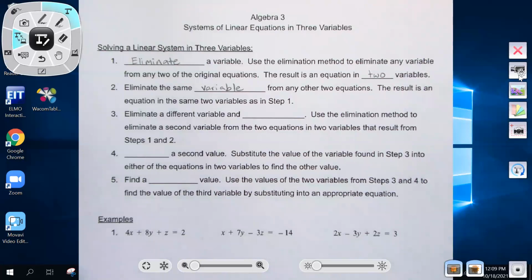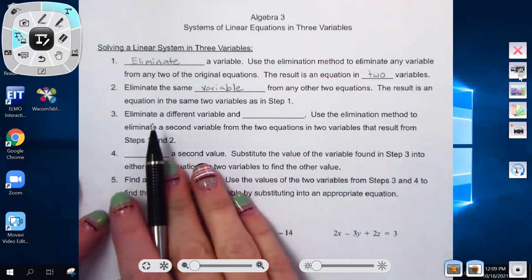So we start with 3 equations that all have x, y, and z. We're going to choose 2 of those equations to eliminate the x variable. Then you're going to choose 2 other equations out of those 3 to eliminate the x variable again, so that then you'll have 2 equations that just have y and z, or just have x and z, or just have x and y, whichever 2 are left that are not the ones that you eliminated.